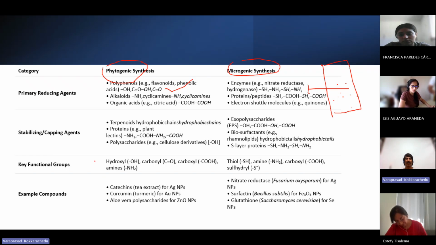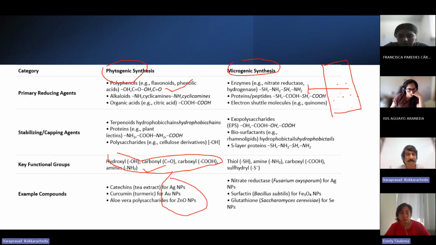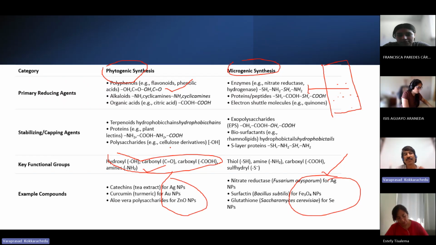The key is to understand more clearly that they regularly have these functional groups: OH, C double bond O, COH, and amine groups. Generally in the phytogenic synthesis, they are involved in the synthesis of nanoparticles. Here, thiol, amine, carboxyl, and sulfhydryl groups are also going to be involved in the synthesis of the nanoparticles. When you read more, we will understand more about these things.